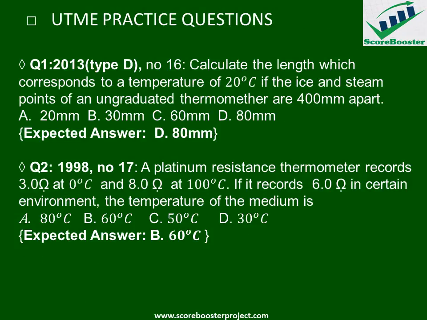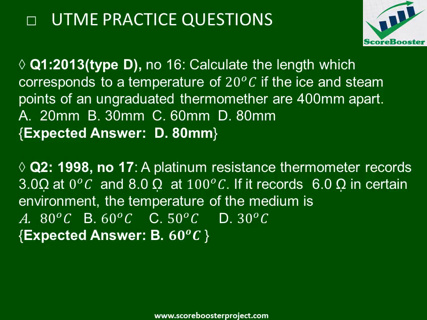Now on to your own practice question. The first question we brought here for your practice comes from 2013 type D. That is question number 16, which goes thus: calculate the length which corresponds to a temperature of 20 degrees Celsius if the ice and steam point of an ungraduated thermometer are 400 mm apart. You have option A to be 20 mm, B is 30 mm, C is 60 mm, D is 80 mm. The expected answer here is 80 mm.